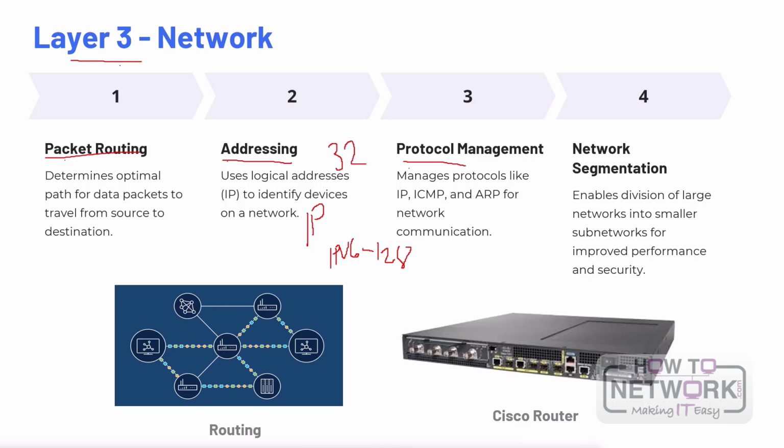Now, the network layer manages various protocols that are important for network communication, including IP. You have ICMP, which is used in ping, and ARP, which is Address Resolution Protocol. IP handles addressing and routing. ICMP facilitates error messages and network diagnostics. And you have ARP, which resolves logical IP addresses to physical MAC addresses for communication between devices on the same network. So I'm just going to put it here. You have IP, you have ICMP, then you have ARP.